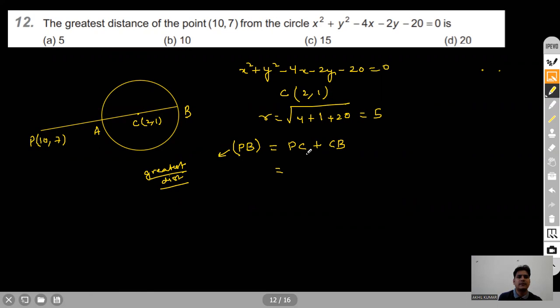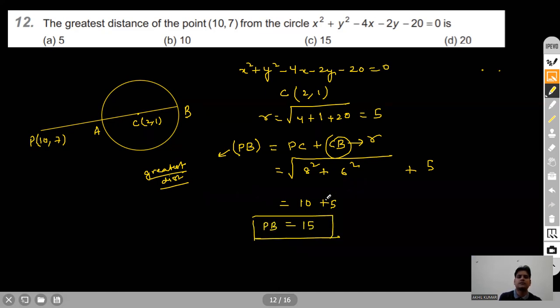So what will be PC, length of PC? It will be under root of (18 minus 2) squared plus (7 minus 1) squared, that is 8 squared plus 6 squared, plus CB. CB is nothing but the radius, right? CB is the radius of the circle, which is equal to 5. So it becomes 64 plus 36 under root, which is 10, plus 5. The greatest distance will be equal to 15. So option C is correct.